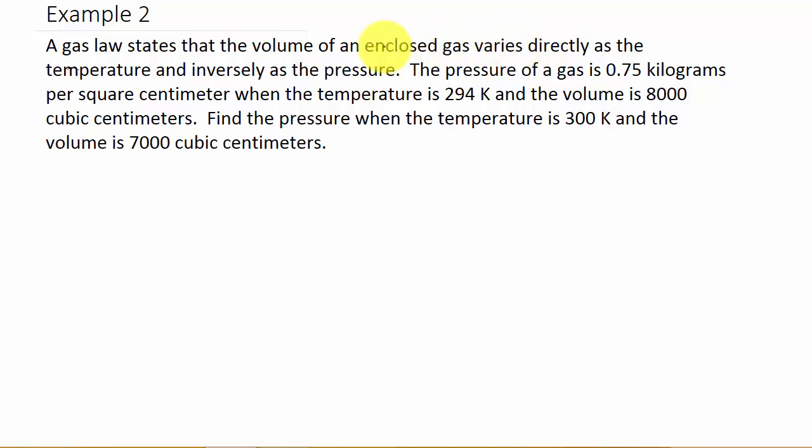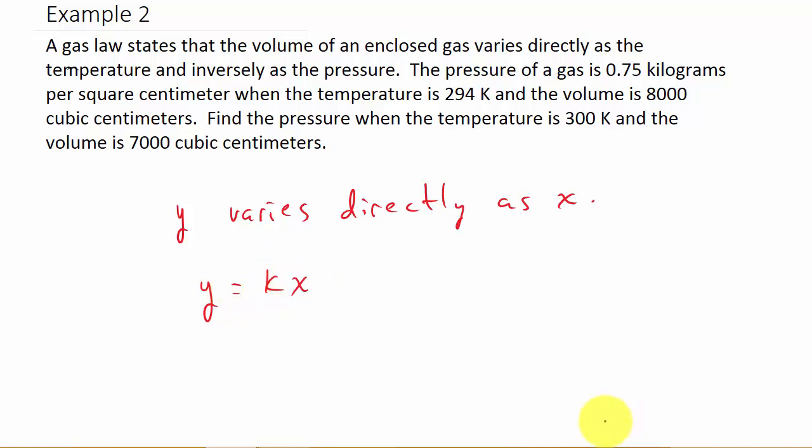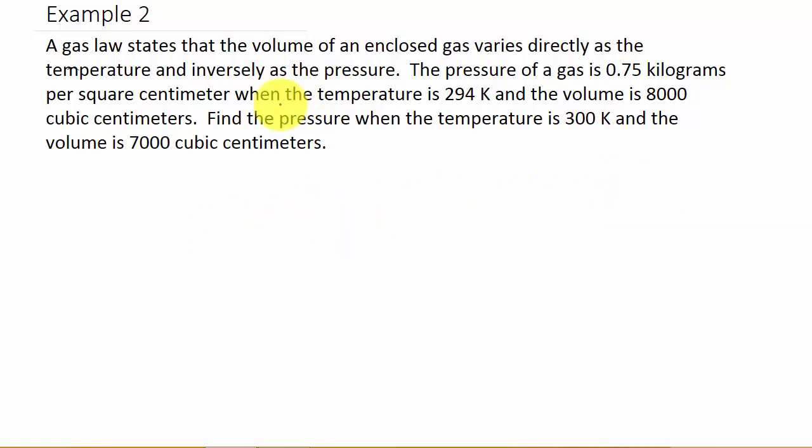But basically, if let's say y varies directly as x, well, that just means y equals k times x. That's direct variation. I've got a whole video on that. You can check it out. So basically what we're going to have to do in this problem is we're going to have to combine the two, varies directly and varies inversely.